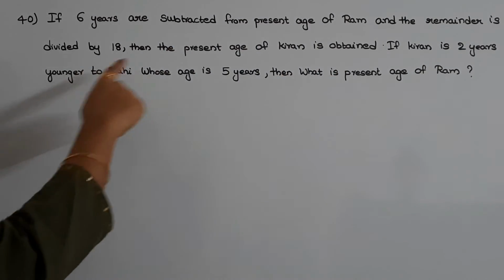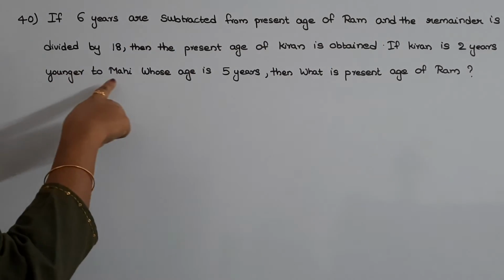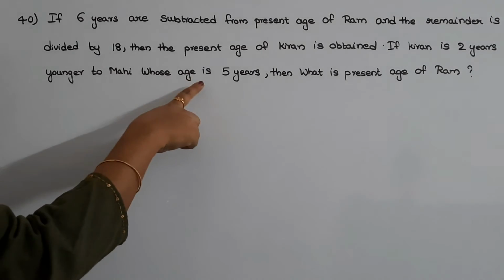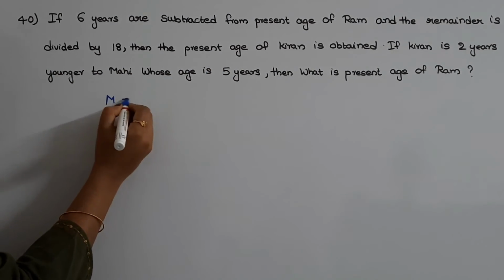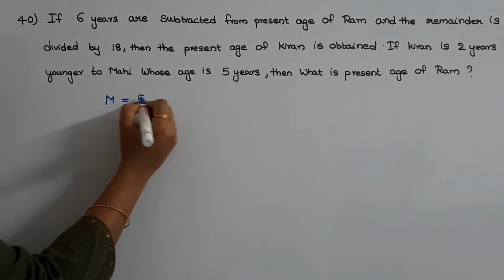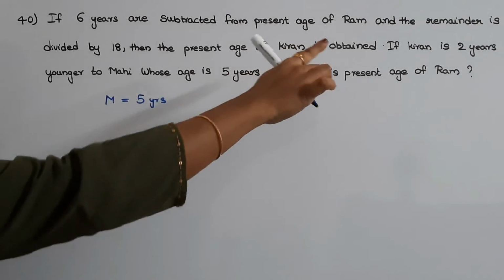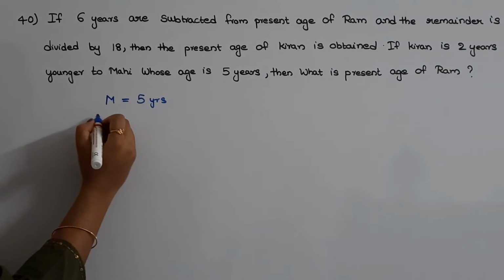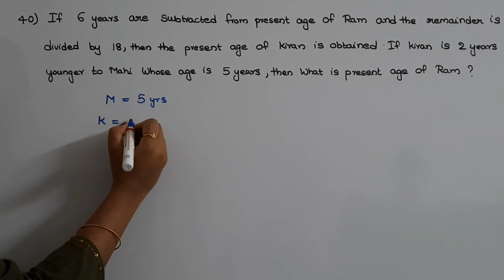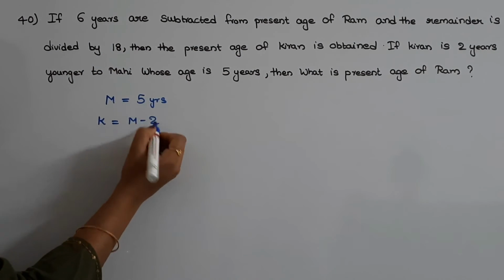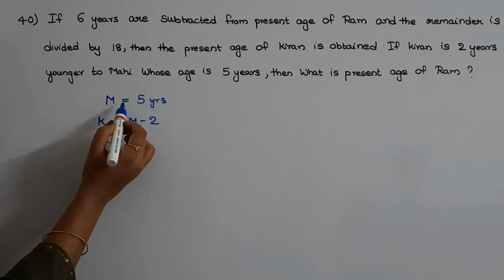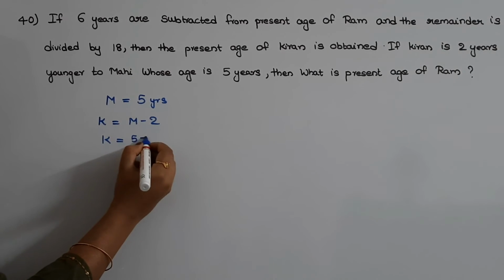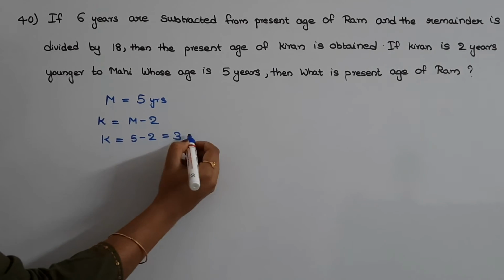And they are telling that if Kiran is 2 years younger to Mahi, whose age is 5 years, which means Mahi's present age is 5 years. And they are telling that Kiran is 2 years younger to Mahi. So Kiran's age is less than Mahi by 2. Hence what will be Kiran's age? If Mahi's age is 5, then Kiran's age would be 5 minus 2, that is equal to 3 years.